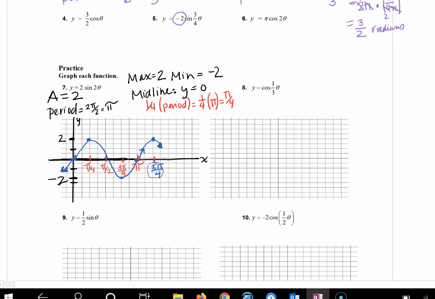Okay, so there's one graphing the function. And then I think I'm going to run out of time here. So we are going to stop the video right here. That should hopefully get you rolling and set you up to do your homework.